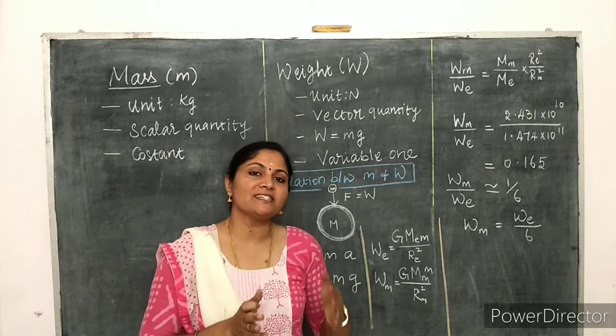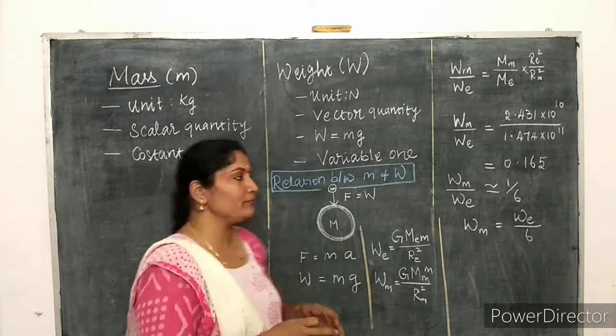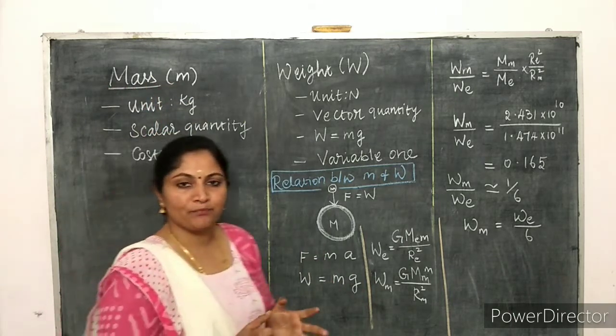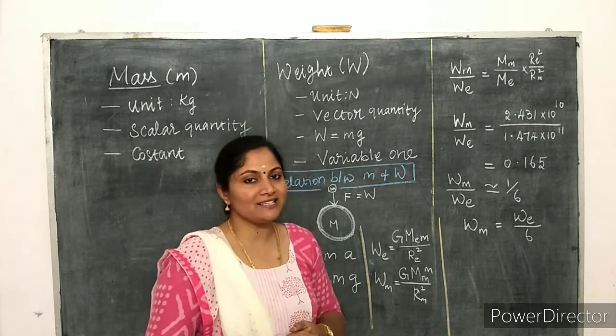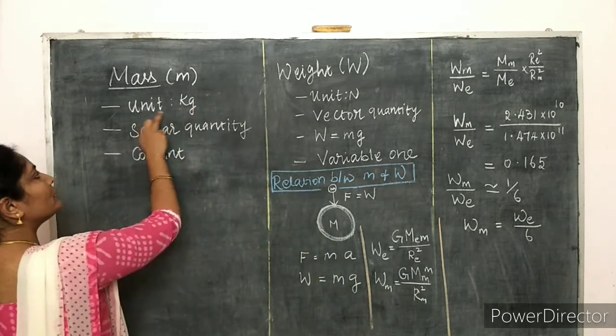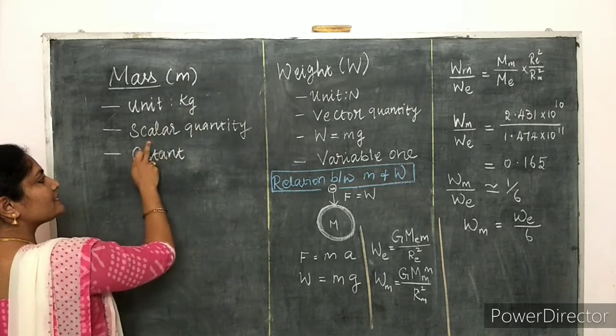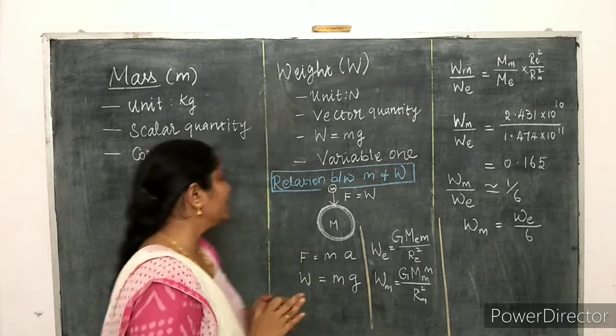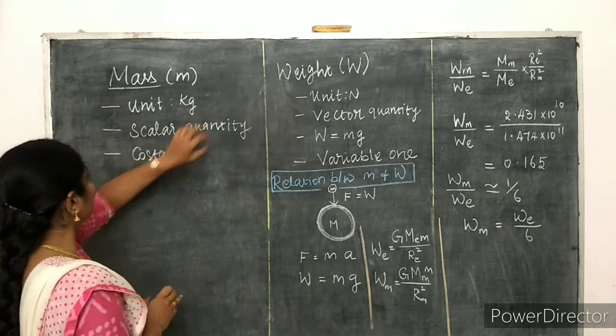Mass of the object is denoted by the letter small m. The unit of mass is nothing but kilogram. This is the symbol for that. It is a scalar quantity because it has only magnitude. So that's why it is a scalar quantity.